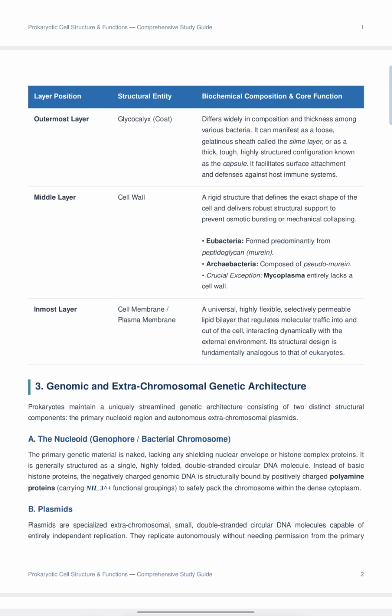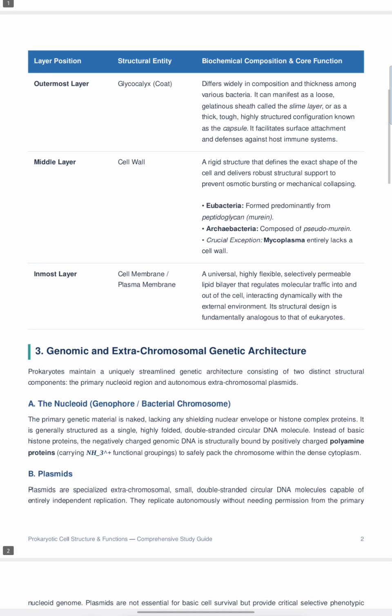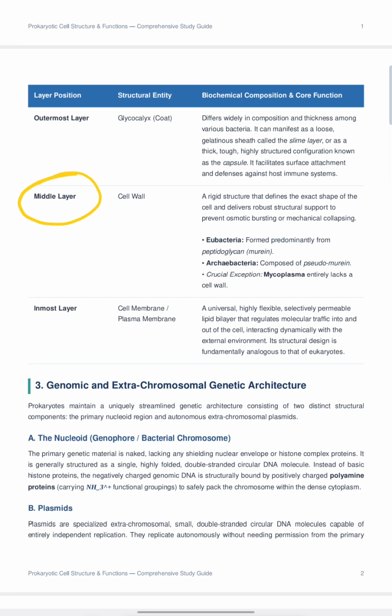Now moving to the next part. The middle layer is the cell wall, followed by the plasma membrane. These layers are in sequence. So let us discuss the cell wall, a rigid structure that defines the exact shape of the cell and delivers robust structural support to prevent osmotic bursting or mechanical collapse.